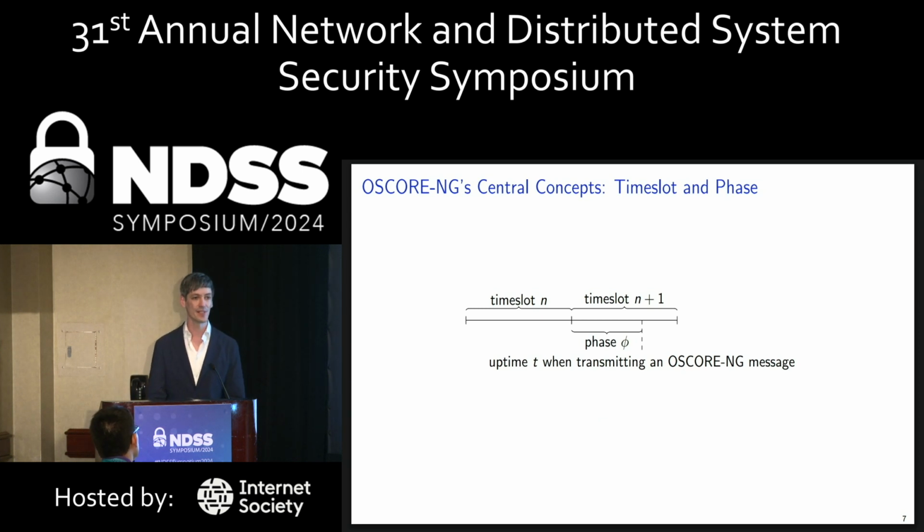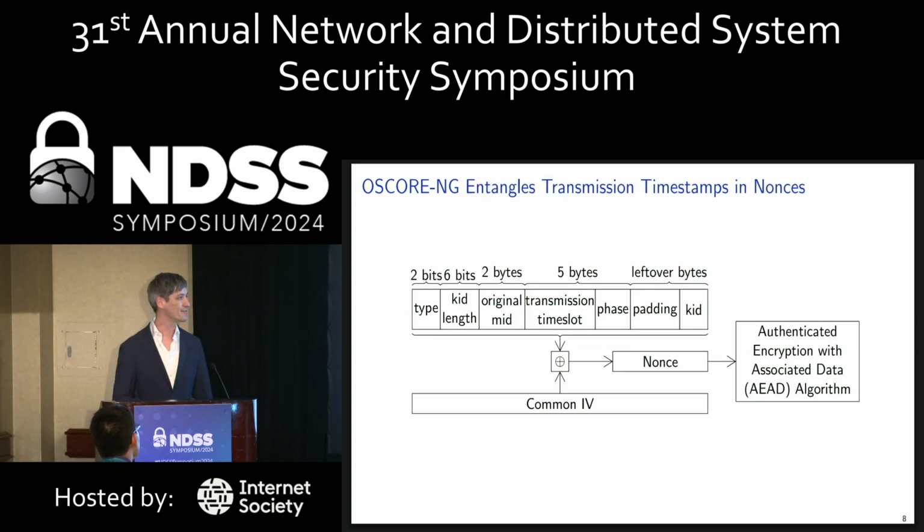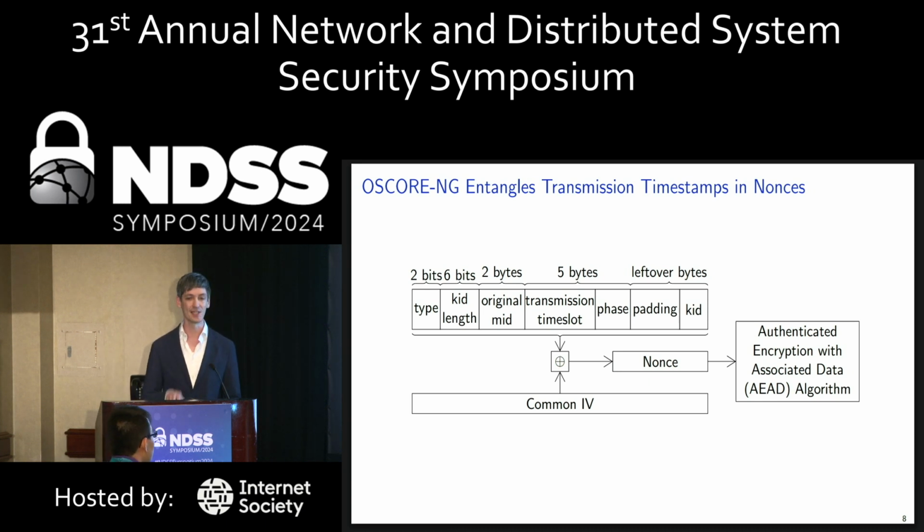And we basically replace counters with timestamps. And we particularly use the uptime timestamps. And we separate one coarse-grained information, the so-called time slot, which is in our implementation about 10 seconds, and the fine-grained information, which we call phase. So phase is the time since the beginning of the current time slot. And both the time slot and the phase become part of the nonce that we pass to the authenticated encryption algorithm instead of the counter that was originally used.